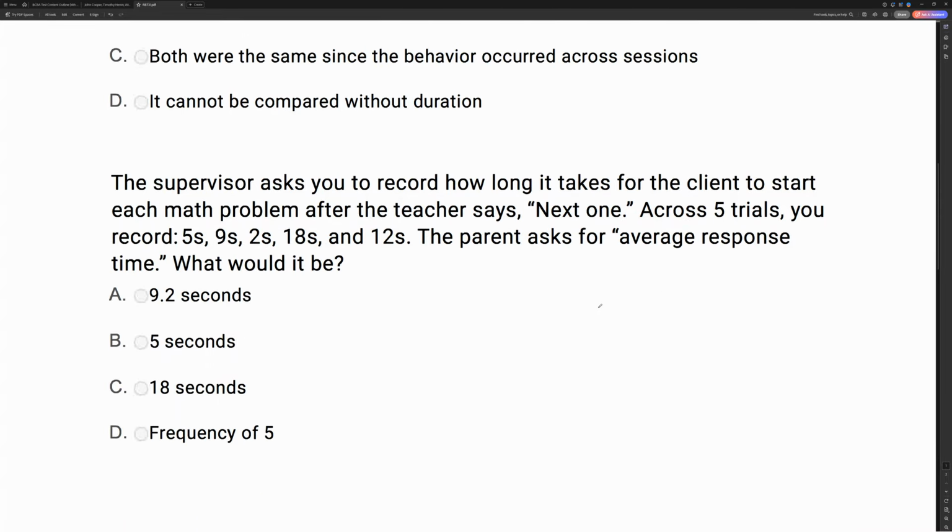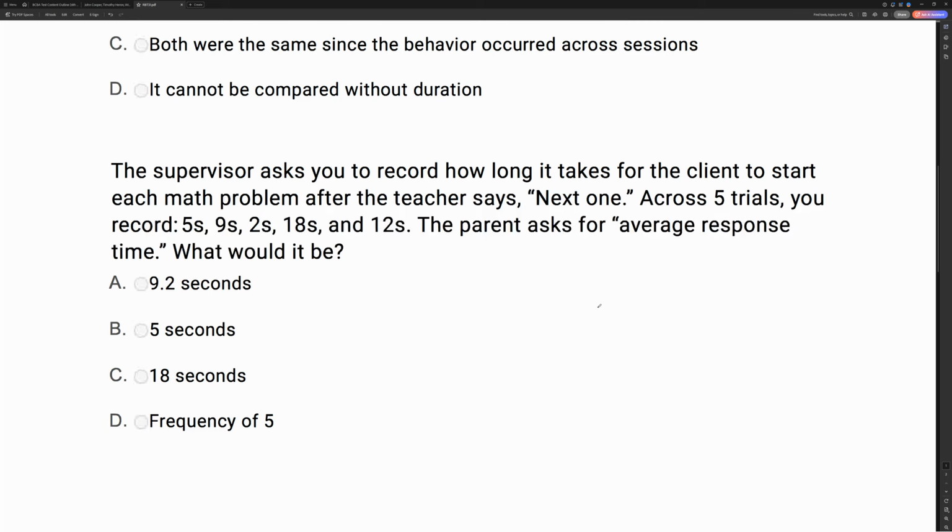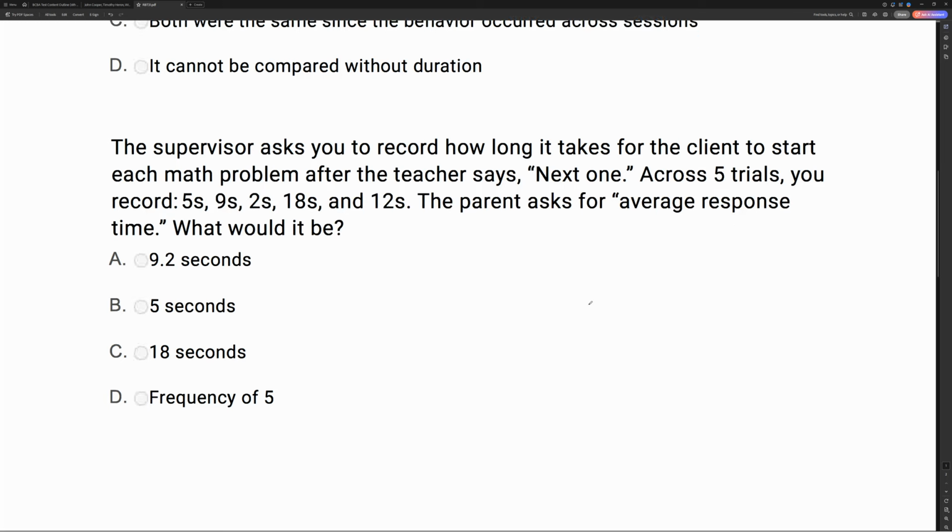Supervisor asks you to record how long it takes for the client to start each math problem after the teacher says next one. Across 5 trials, you record 5 seconds, 9 seconds, 2 seconds, 18 seconds, and 12 seconds. The parent asks for average response time. What would it be? Okay, so we've got back-to-back questions with measurement, but not only measurement, but actual numbers, and this can intimidate some people.